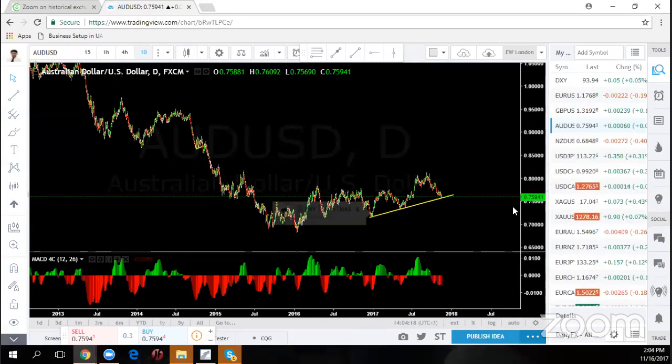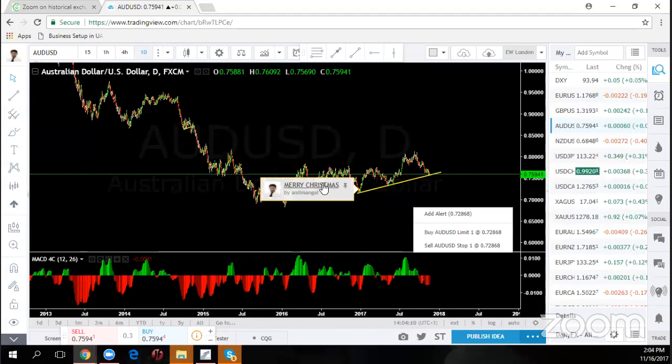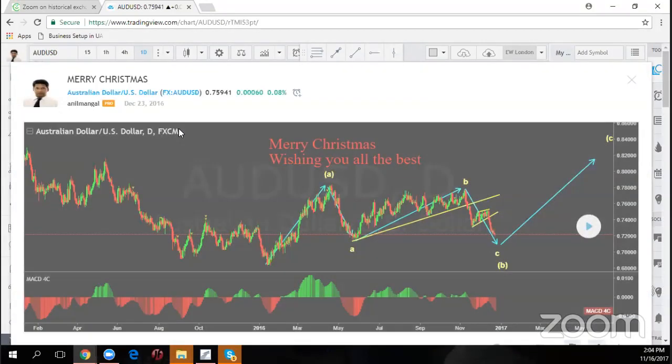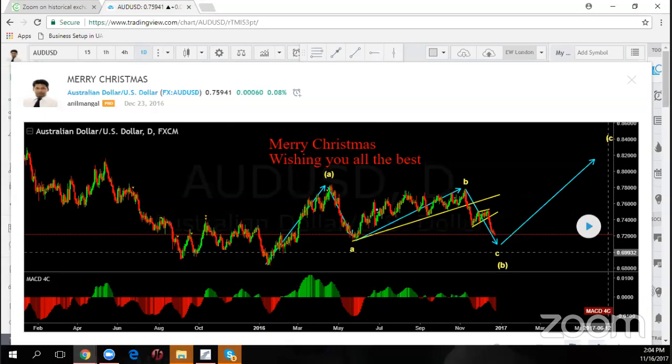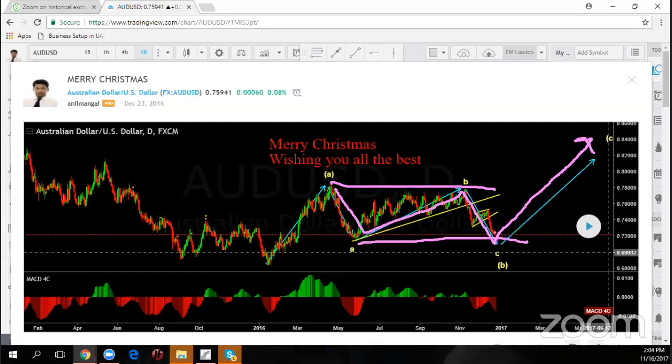If you remember, you look at this one, there's a Christmas one there. That one was done in December, and we were looking for this to be an ABC here, an A, a B, and a C, and for this to go up. At one point, we thought that this was going to make a triangular pattern here, right? Because this started to look like it didn't break the low. We thought it would break the low and then go back, but it didn't break the low.